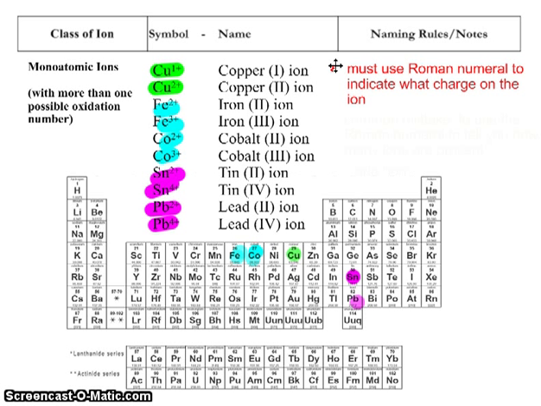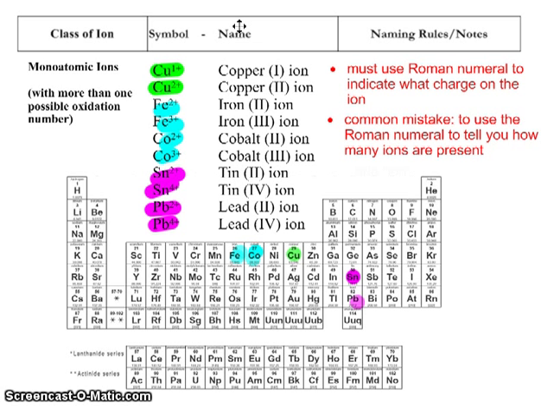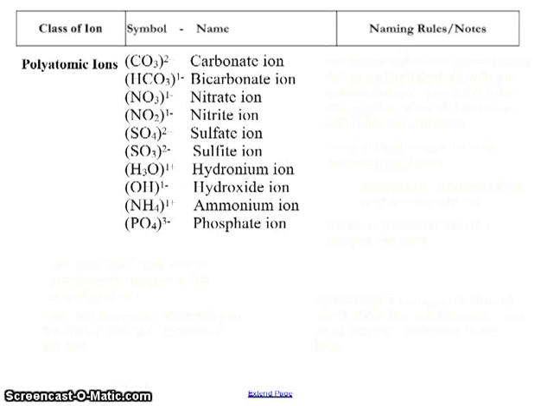So for these particular ions, where we have more than one possible oxidation number, you must use Roman numerals to indicate what charge is on the ion. A common mistake, though, that I see is that students try to tell me that the Roman numeral tells me how many atoms there are, when in fact the Roman numeral doesn't have anything to do with how many atoms there are, just the charge on that particular ion.